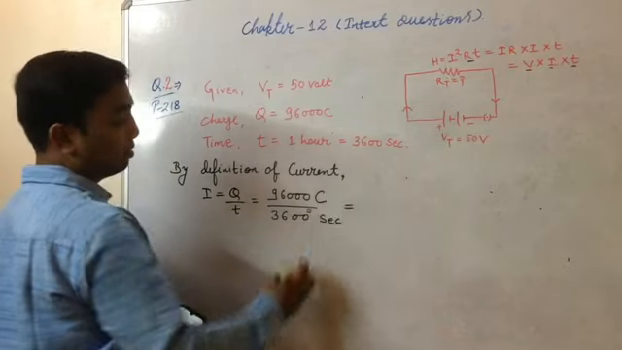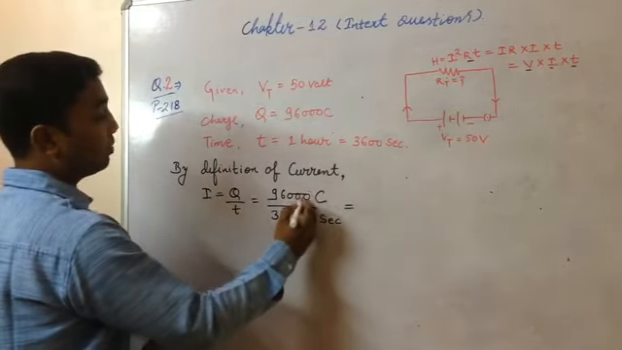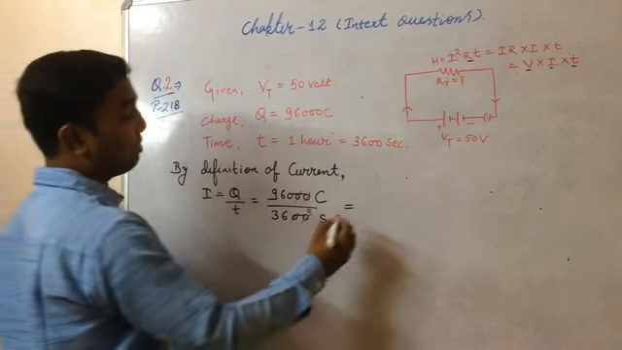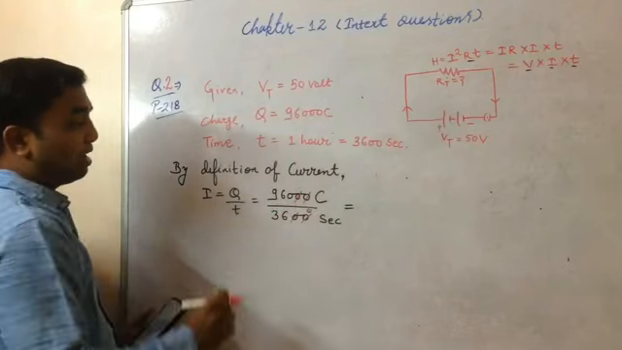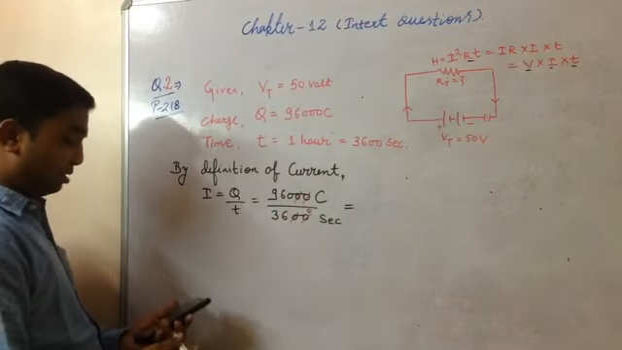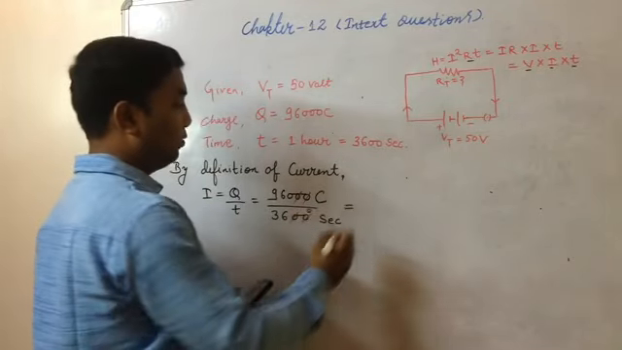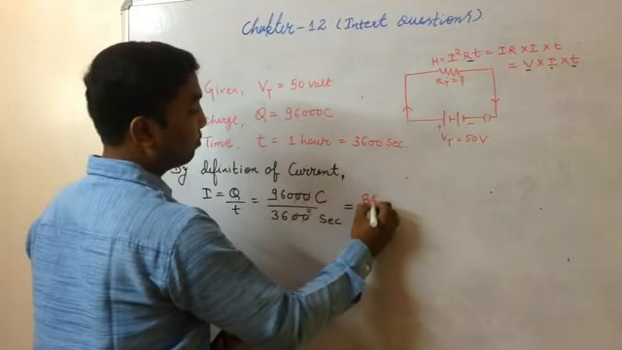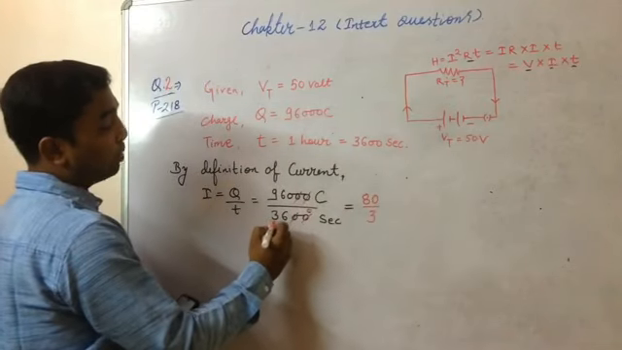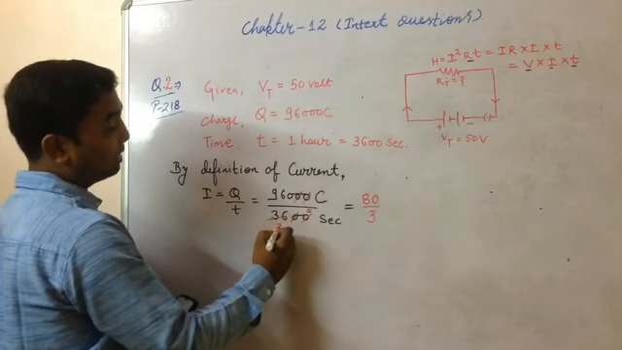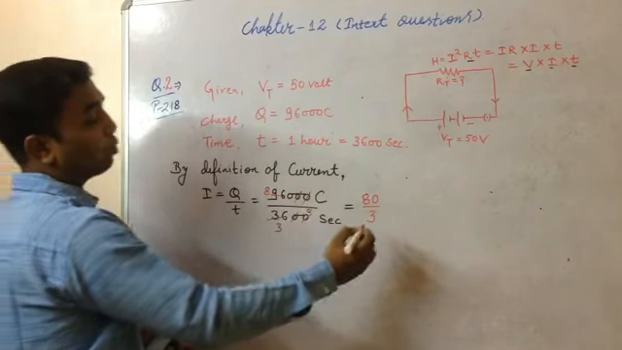Now what is left? What would cancel? This 0 will cancel this 0. Now 960 divided by 36, only 960 and 36 are left. So when you solve this, we get 80 upon 3. We have cancelled by 12: 12 threes are 36 and 12 eights are 96. So this would become 80 upon 3.